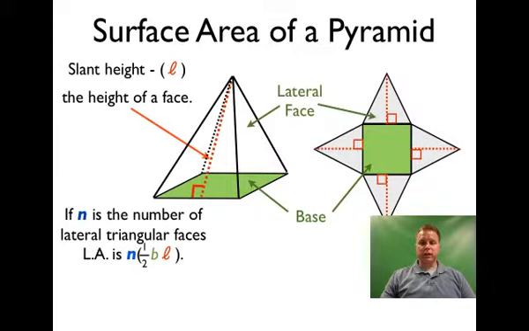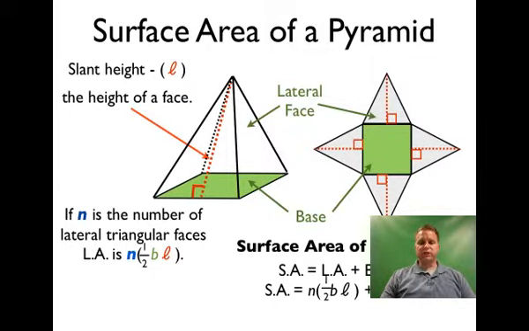And if it helps you, you could think of it as looking like a ninja star or a flower or whatever. But you've got 4 triangles, and then you have the base, which is a square. So the surface area of a pyramid could be found by taking the lateral areas, which is the sides of the pyramid, and adding the base to it. So the formula for that would be n, which is the number of faces, times 1/2 times the base times the slant height, added to the area of the base.